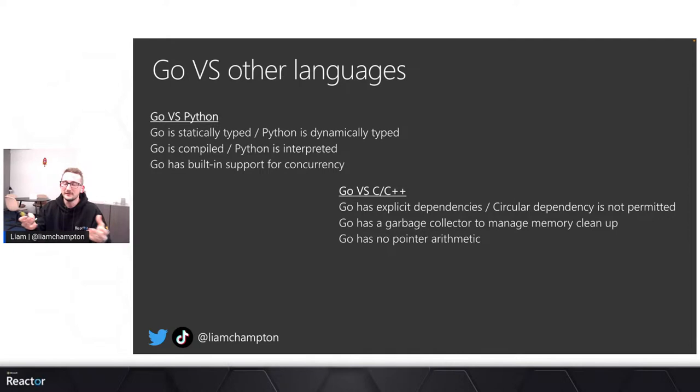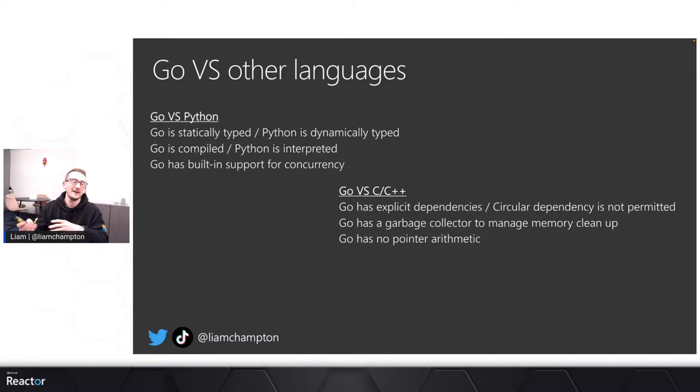You can kind of get into some horrible loops while avoiding circular dependency, but it's not permitted, period. Go's got a garbage collector, whereas C and C++ don't. I've already mentioned that, but it alleviates the pain. You don't really want to be messing with memory management or dealing with all of those low-level attributes. You want to have it abstracted away and have Go do it for you, and it does.